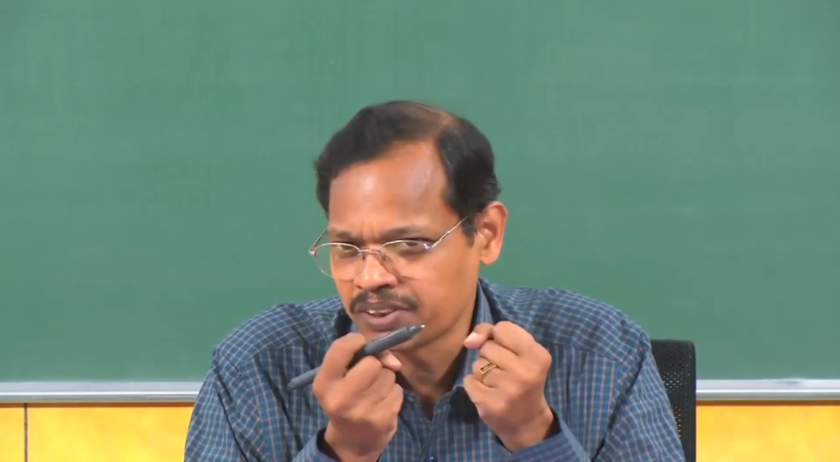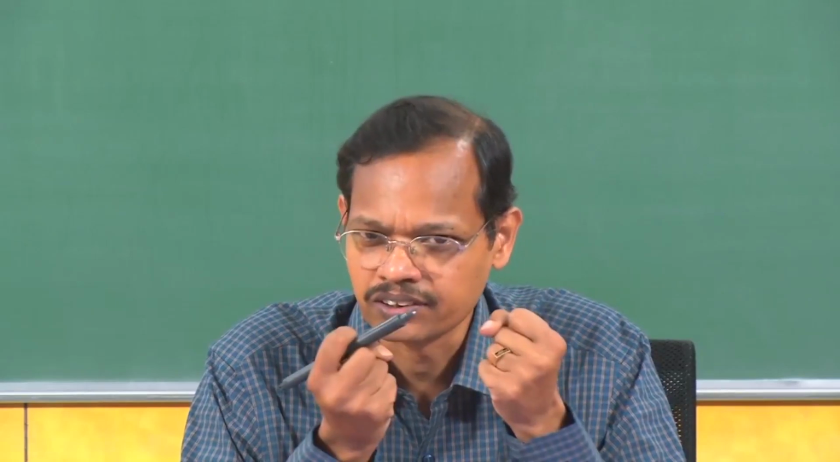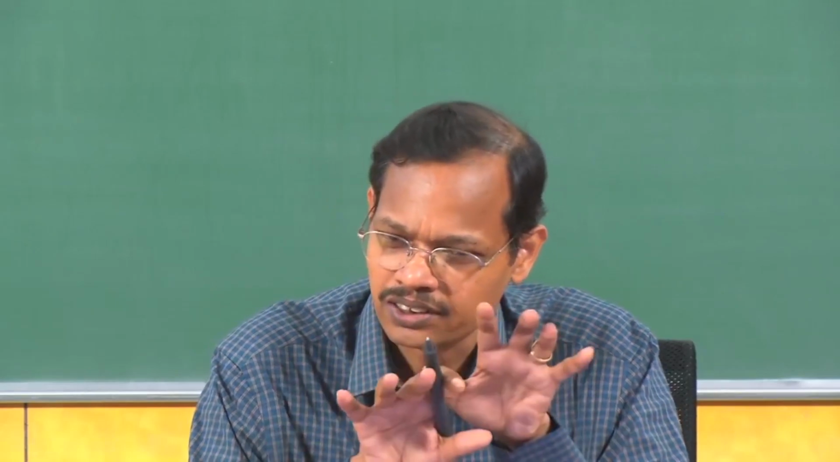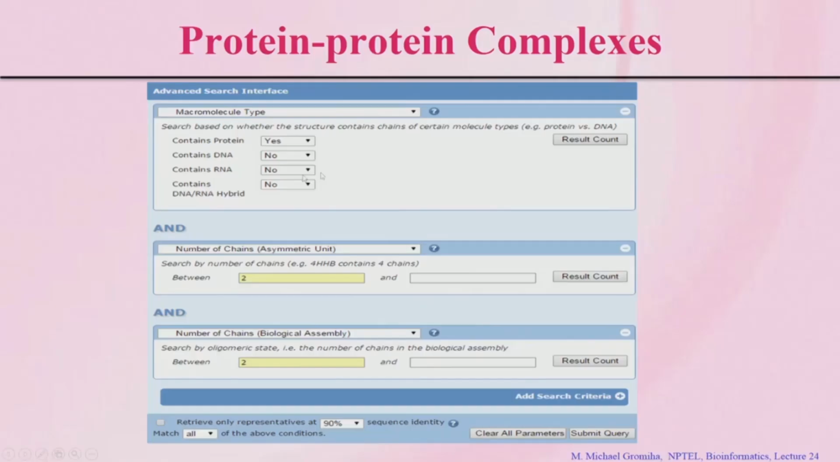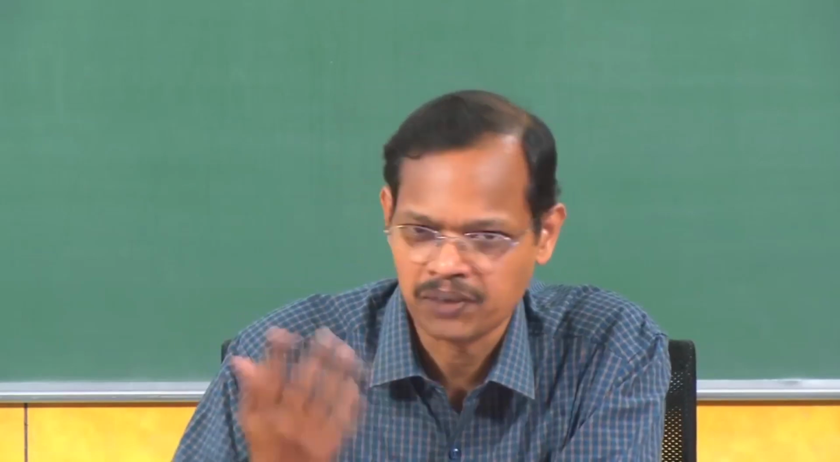How to extract the information from known structures? These structures are deposited in the Protein Data Bank, and how to obtain them? For example, if you are interested in protein-protein complexes, specifically heterodimers. What are heterodimers? The two chains are different, the molecules are different, either a dimer or trimer and so on.